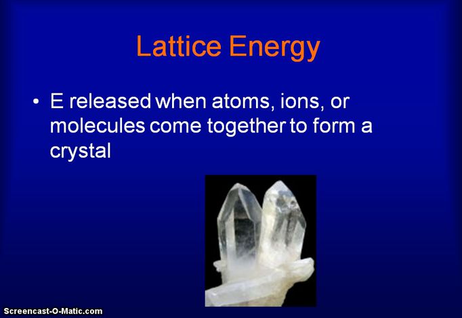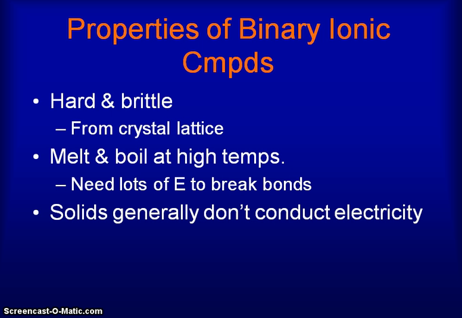The lattice energy is going to be the energy that gets released when atoms, ions, or molecules come together to form that crystal lattice structure. So that's really the key to forming ionic bonds. And finally, there are some properties of binary ionic compounds.